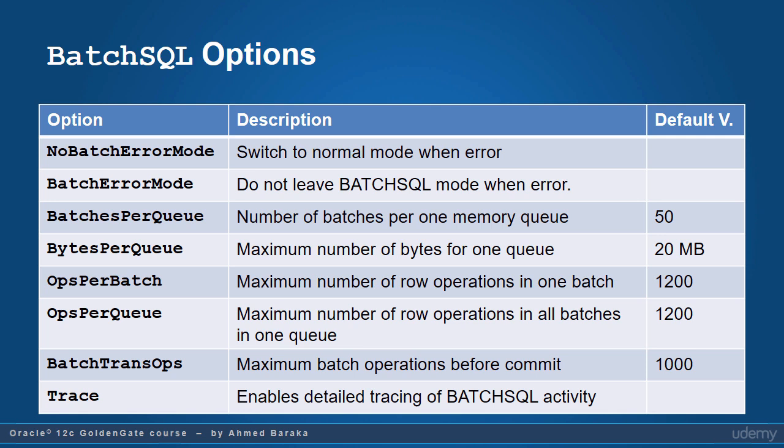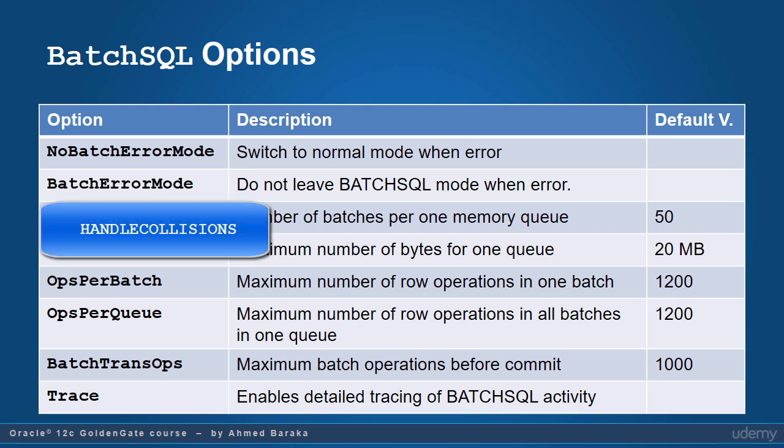With the other parameter, which is batch error mode, when the replicate faces an error, it tries to resolve the error if it is caused by a conflict. It converts the inserts that fail on duplicate record errors to updates, and it ignores missing record errors for deletes. When using batch error mode, use the handle collisions parameter to prevent replicate from abending.